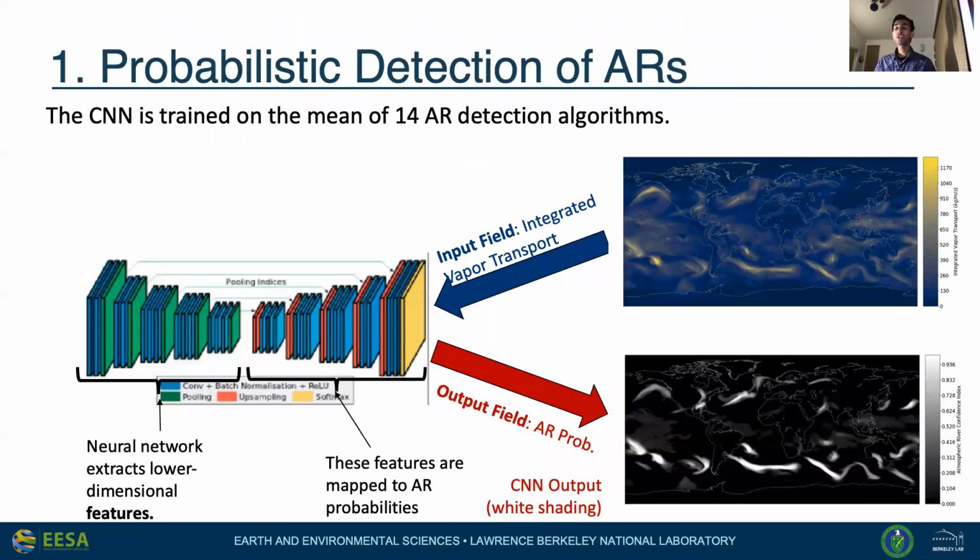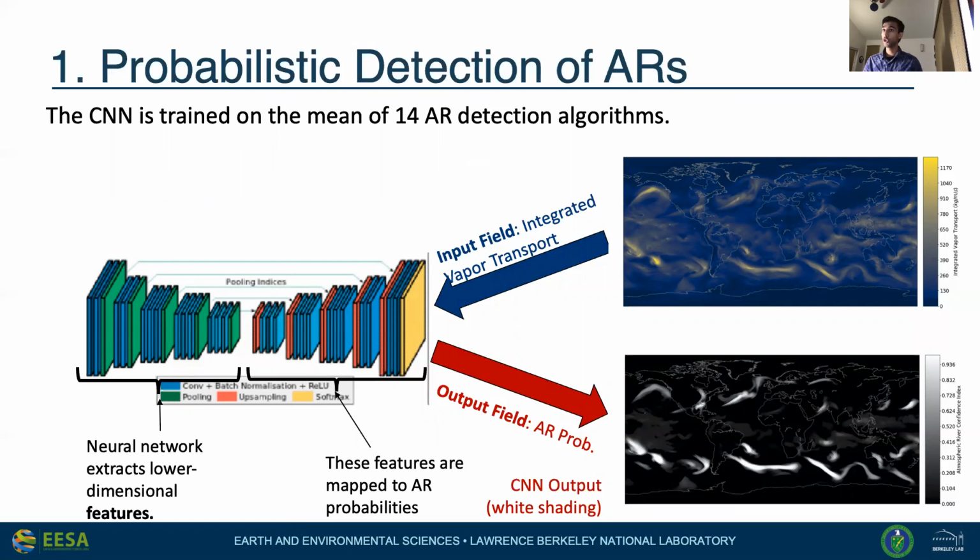First, let's look at the first criteria that we identified to ensure that neural networks are deepening our understanding of the truth about the climate system, which is that they're able to replicate uncertainty. In this figure, we can see that the input to the neural network, integrated vapor transport, is being mapped to the likelihood that an atmospheric river exists at a given location.